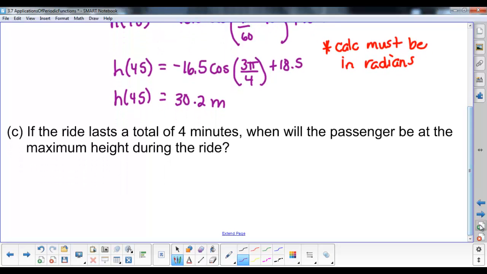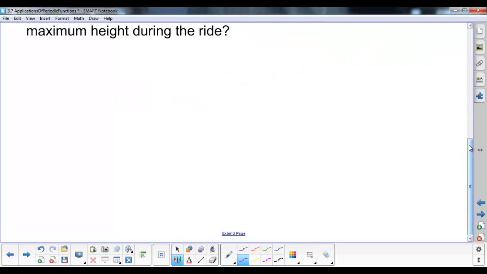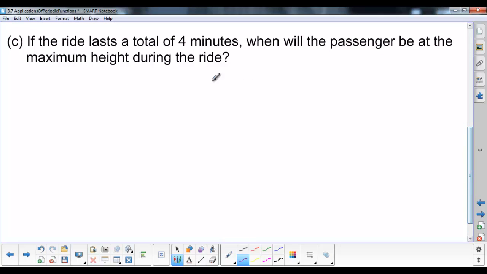Next part, C says, if the ride lasts a total of 4 minutes, when will the passenger be at the maximum during the ride? Now, in this particular case, there's two ways to handle this question. I'll show you the short way and then I'll show you the long way.